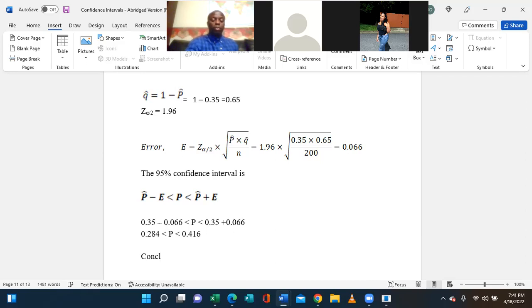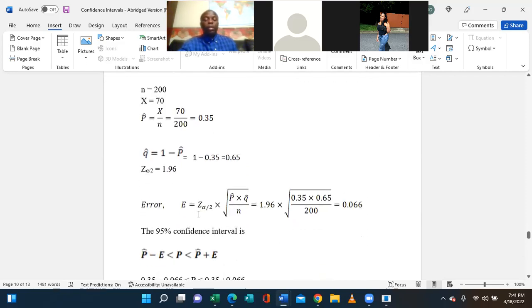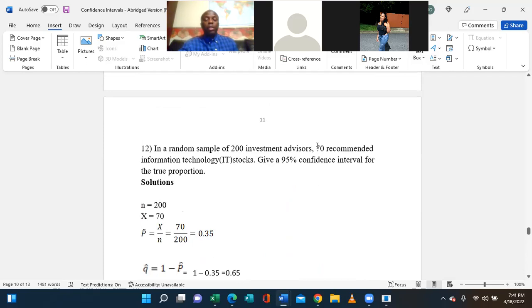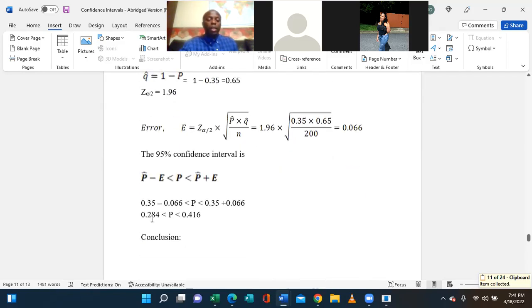When you want to write the conclusion, always look at the question. That will give you a hint. Remember I said that in a random sample of 200 investment advisors, 70 recommended IT stocks, give a 95% confidence interval for the true proportion. So you can say that between 28.4% to 41.6% of investment advisors recommended IT stocks.